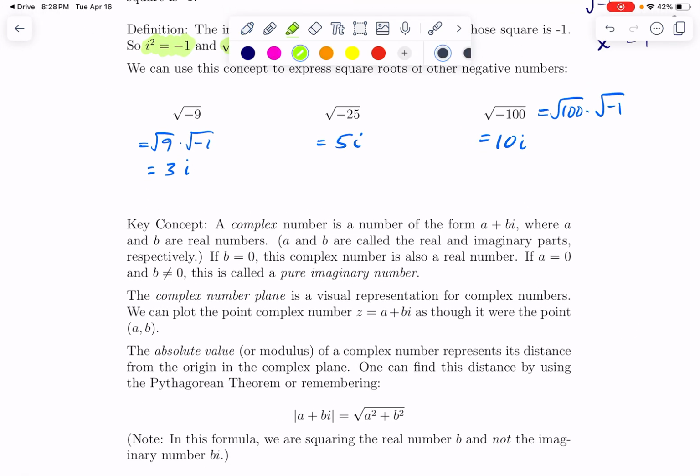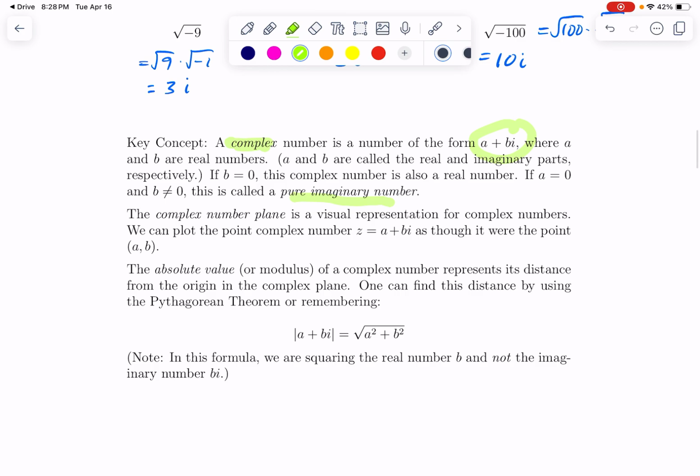And a complex number is a number of the form a plus bi, where a and b are real numbers. The idea is it's what happens if we start combining regular real numbers with imaginary stuff. And sometimes we say pure imaginary number.